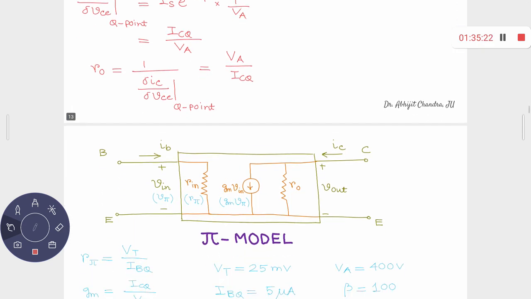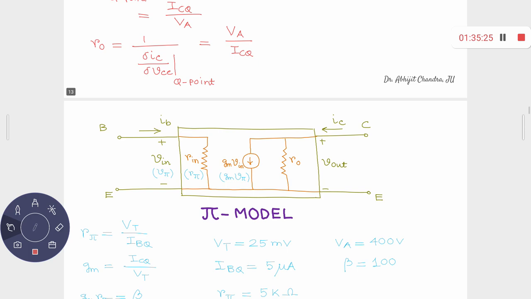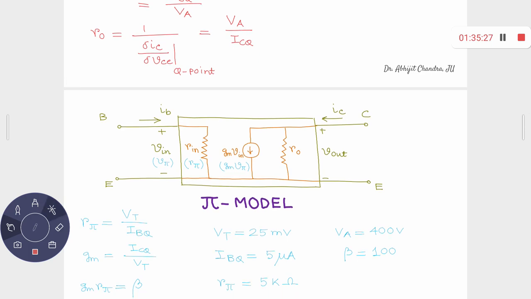I am not going into the details of why, forget about that. Let's try to identify this. This is my black box. This is the emitter terminal, which is common to both the input as well as the output. This is the base terminal. This is the collector terminal. So base emitter forms the input port and collector emitter forms the output port. Between base emitter, you have this R in. Between collector emitter, you have this voltage dependent current source, that is gm V in. And then between collector emitter, you have another resistance, which is represented by R naught.